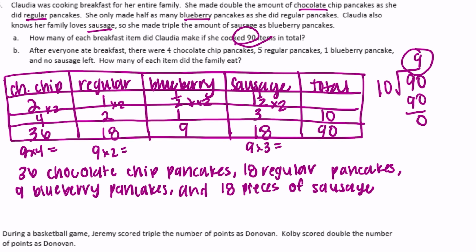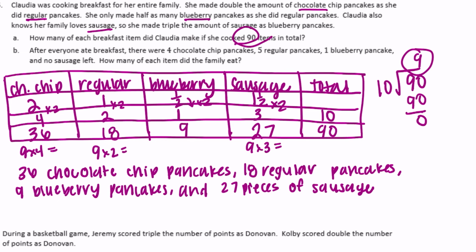Oh wait, I did that wrong. 9 times 3 is an 18. Guys, I hope you caught that. 9 times 3 is 27. So let's fix that mistake here. Glad I caught that. 9 times 3 is 27, so 27 pieces of sausage. There we go.